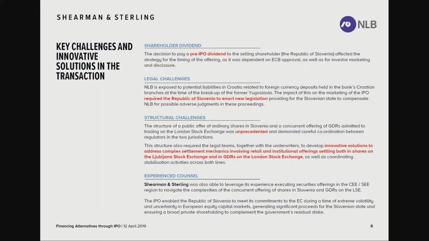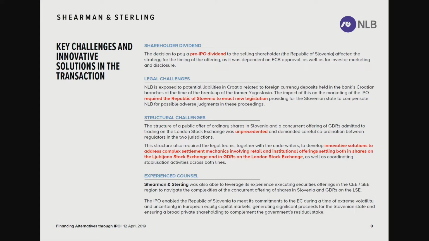Now, maybe a few challenges and solutions in the NLB transaction. Again, a state-controlled company on day one. One of the issues was the pre-IPO dividend a few years ago, which in a way had an impact on the timetable. The dividend was paid to the government before the transaction happened.